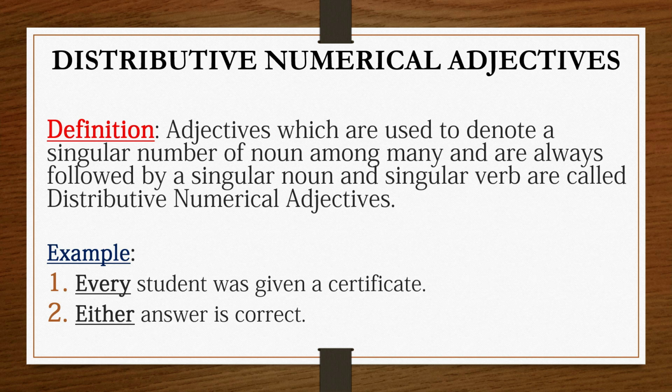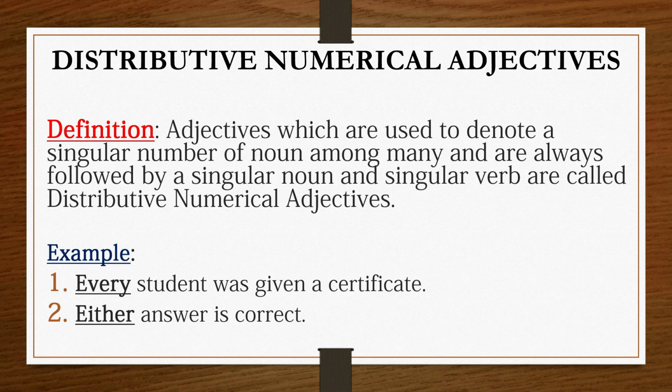Next, either answer is correct, meaning there are 2 answers and you are saying that one of them is correct. Either answer is correct. And did you observe the verb is singular, and in the first example the verb was is also singular. As already I told you, the distributive numerical adjectives are always followed by a singular noun and a singular verb. Student is singular, answer is singular. Yes, children, I hope you understood distributive numerical adjectives.